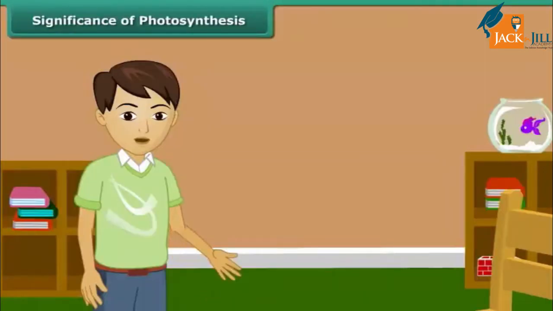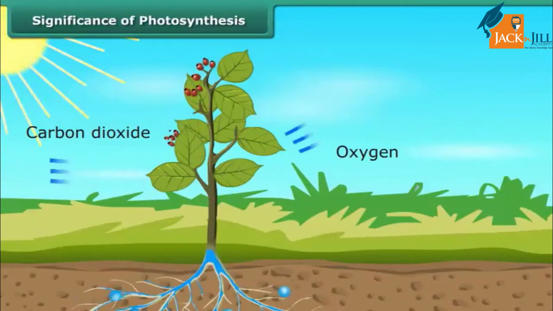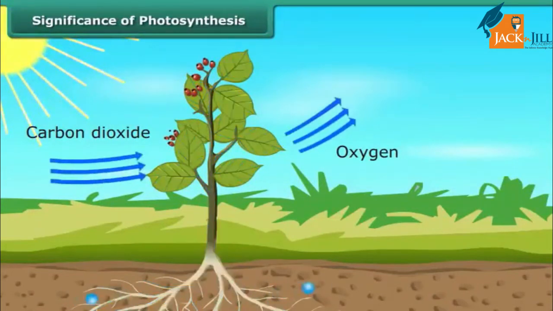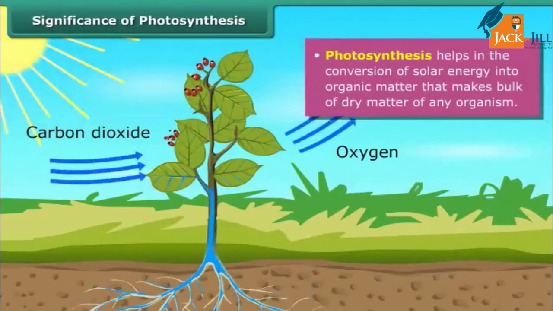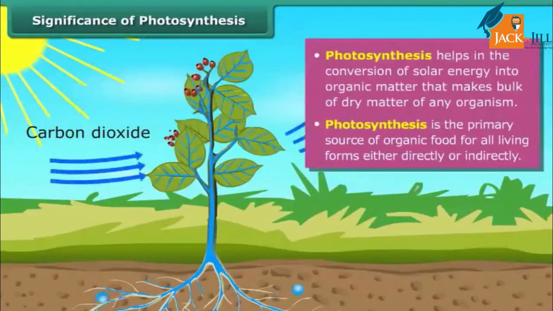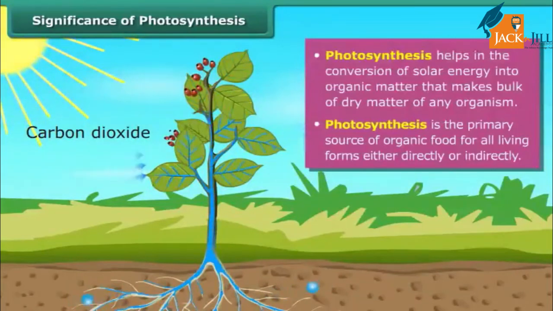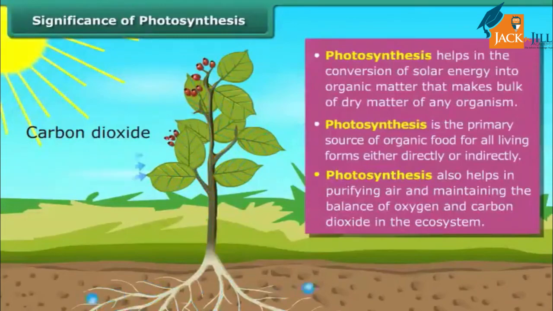Till now we have learnt about the photosynthesis process, but now the question is, what is its significance? Photosynthesis is an important and vital process for life on this planet. This process helps in the conversion of solar energy into organic matter. Hence, photosynthesis links the physical and biological world. It is the primary source of organic food for all living forms, either directly or indirectly. It also helps in purifying air and maintaining the balance of oxygen and carbon dioxide in the ecosystem.